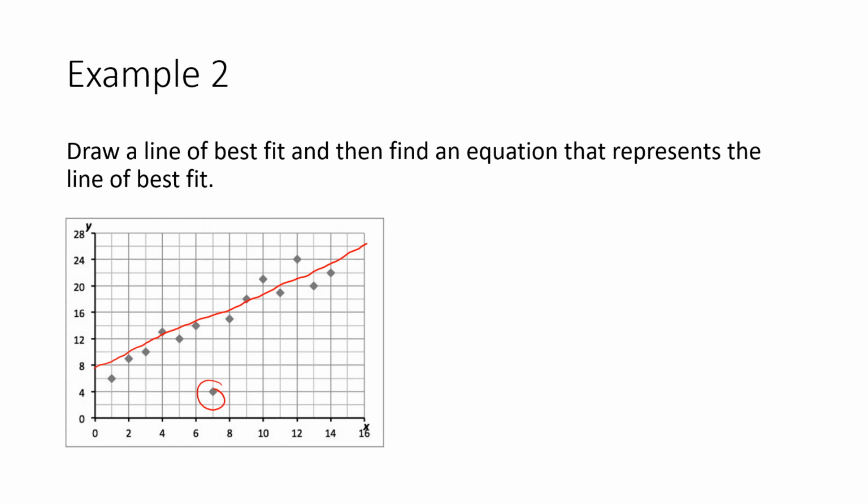I have an outlier here. I can ignore it. There's probably a reason for that being an outlier there. So my y-intercept, remember the equation of the line is y equals mx plus b.